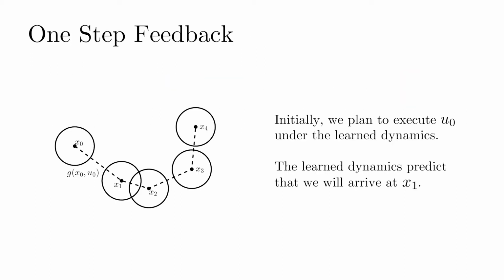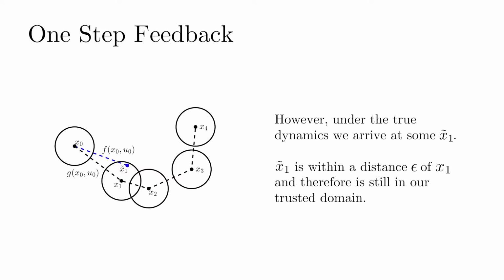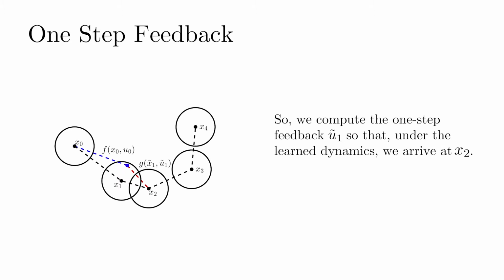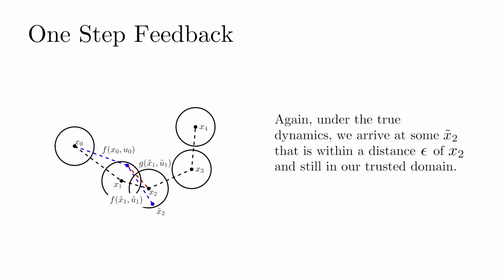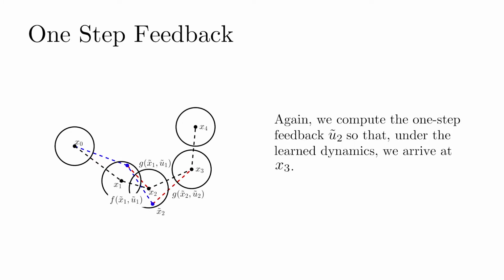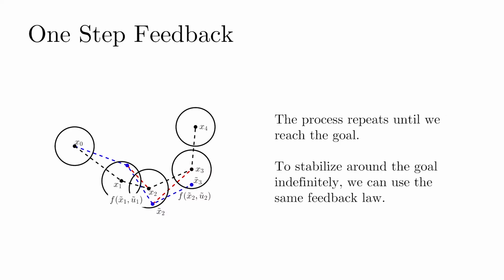To illustrate, consider the following, where we plan to go from x0 to x1 under the learned dynamics. However, under the true dynamics, we end up at some x tilde 1, which is within a distance epsilon of x1. We guarantee the existence of a feedback law that brings us back to x2 under the learned dynamics. Under the true dynamics, we end up at some x tilde 2. Again, we compute the guaranteed feedback that brings us back to x3 under the learned dynamics. The process repeats until we reach the goal. We can use the same guaranteed feedback law to stabilize about the goal indefinitely.